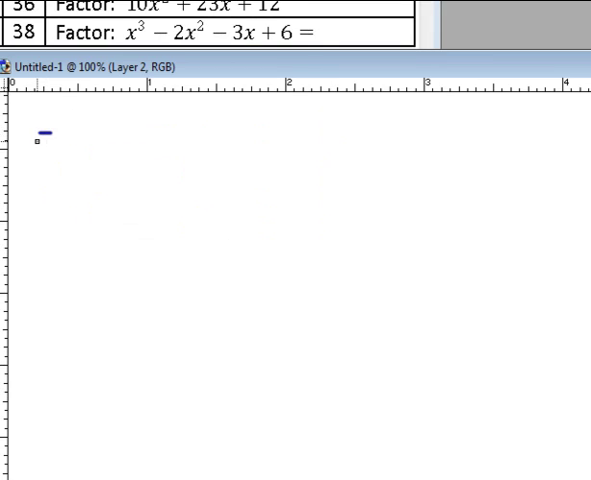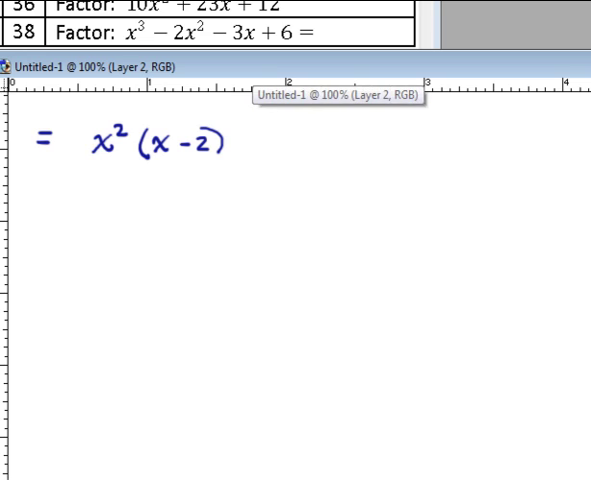Okay, number 38, we also have a polynomial with 4 terms. So again, we're going to try grouping. From the first 2 terms, we can pull out x squared, and we're left with x minus 2. Now we'd like to be left with x minus 2 in the second group if we can apply factoring by grouping. Because of the negative, we're going to pull out a minus 3. Here we're left with x, and when we pull out minus 3 from 6, we get minus 2.